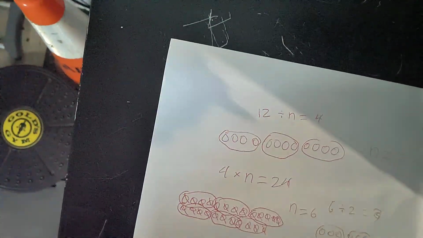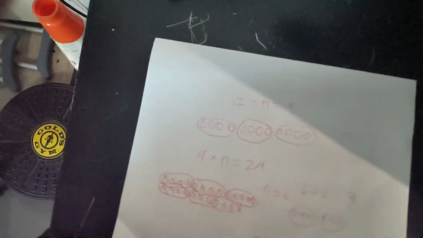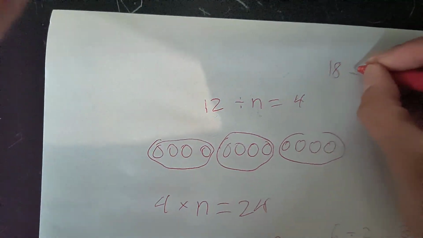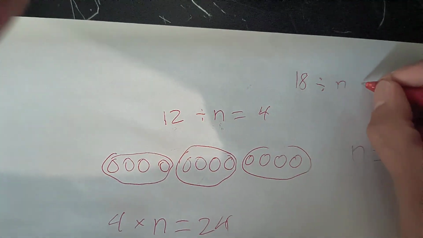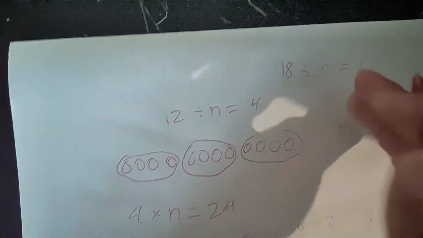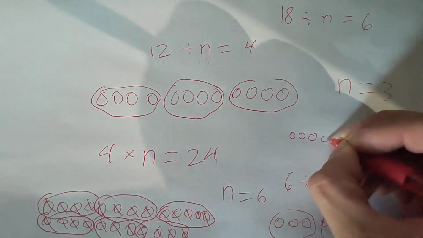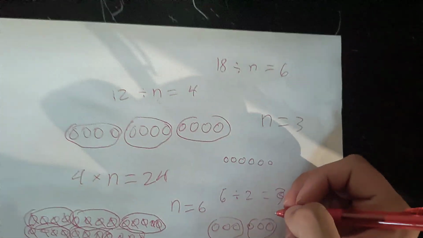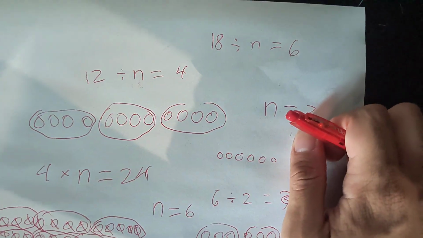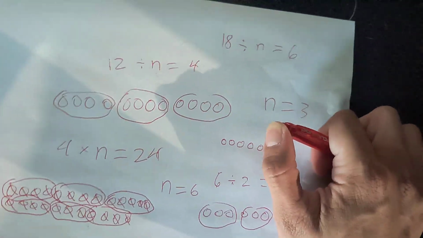Okay, let's do one more on division. Okay, let's say we got the number 18. 18 divided by n is equal to 6. Okay, let's start with our 6. Let's write down 6 circles. 1, 2, 3, 4, 5, 6. So 18 divided by n is equal to 6.